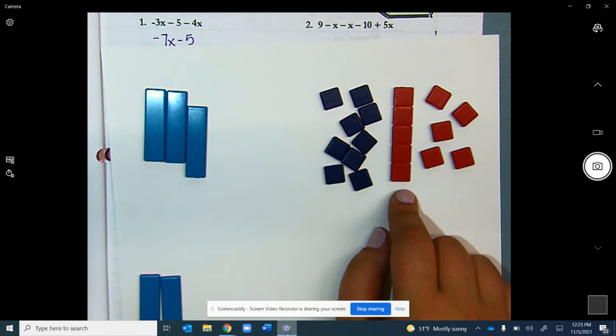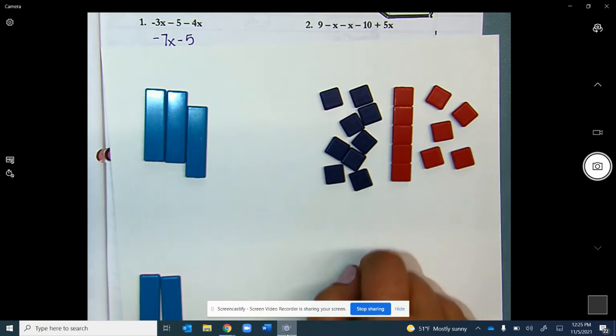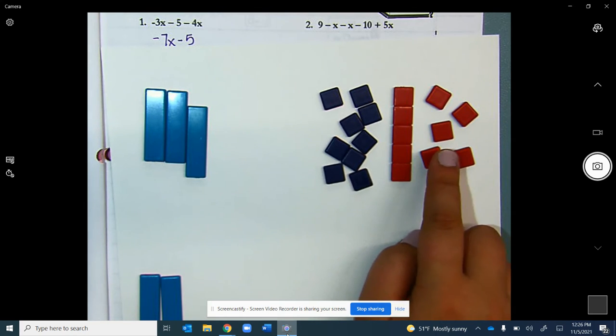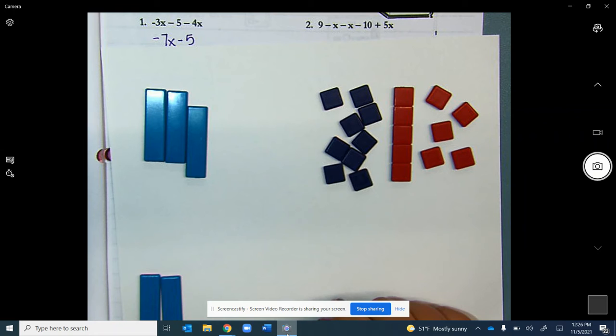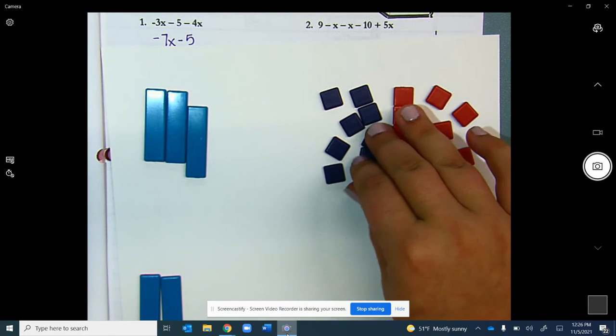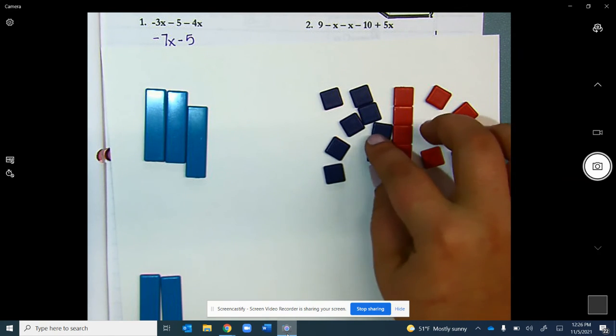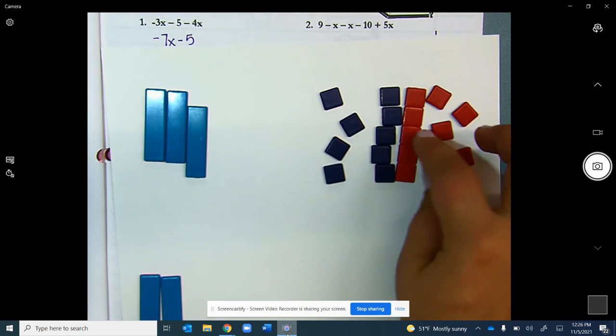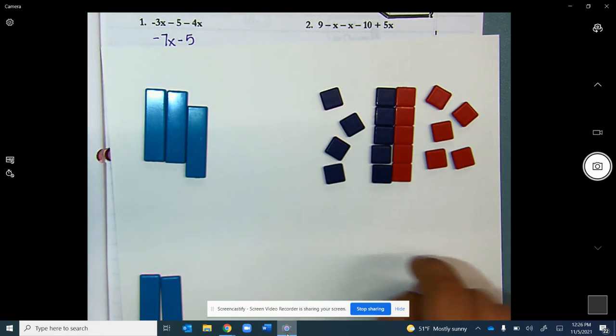Now over here, I see 5, 6, 7, 8, 9, 10 positives. 10 negatives and 9 positives. So how many zero pairs am I going to be able to make? Your answer should be 9 because the smallest amount that I have is of the positives, which is 9. So there's 5 zero pairs right there.